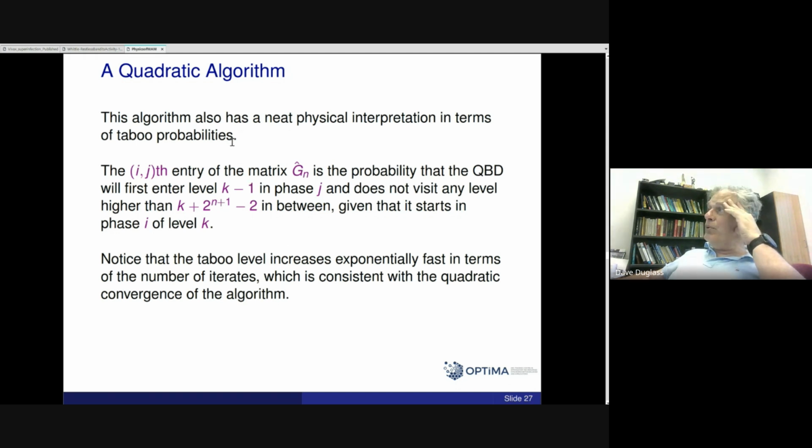And it turns out this algorithm also has a neat physical interpretation in terms of taboo probabilities. The ijth entry of the nth iterate is the thing that's familiar, the probability we first enter level k minus 1 in phase j, given it starts in phase i of level k. And the taboo bit is that it does not visit any level higher than k plus 2 to the n plus 1 minus 2. Now, the minus 2 doesn't really matter. So it's got a taboo level of order k plus 2 to the n plus 1. So we get some insight as to why it's quadratically converging, because the taboo level is jumping up at a rate of 2 to the power n. So the taboo level increases exponentially fast in terms of the number of iterates. And so we should at least physically expect that an algorithm that does that is going to be quadratically convergent, which in fact it is.